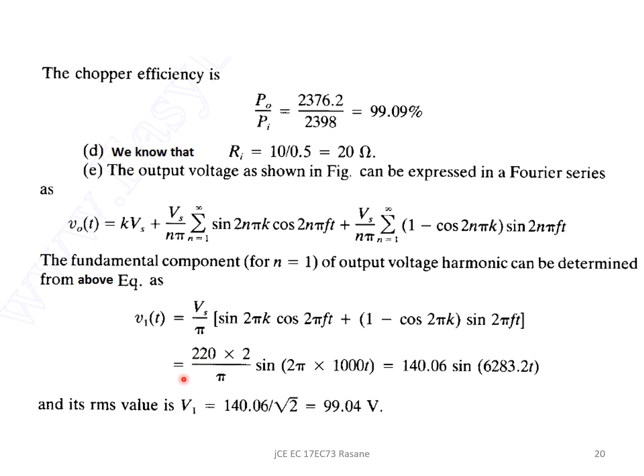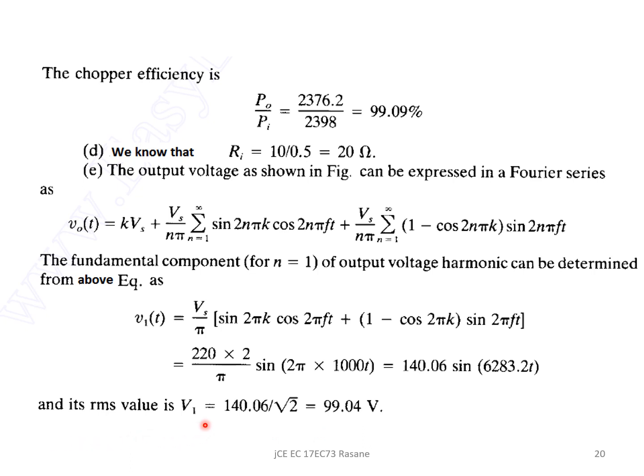Now we can substitute all the known values. Vs is 220 into 2 divided by pi. This is sine 2 pi into 1000. So this you'll have to find with the sine cos term, right? And you'll be getting 2 pi into 1000 t. So you get the answer by solving it. So this is the sine cos, cos sine term. Solve it and you will be getting 140.06 sine 6283.2 t.